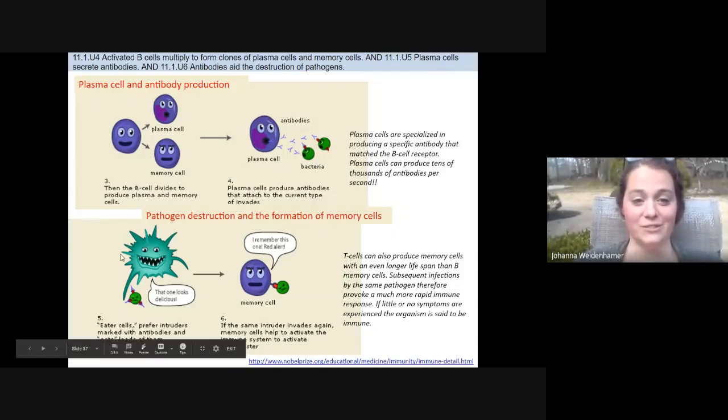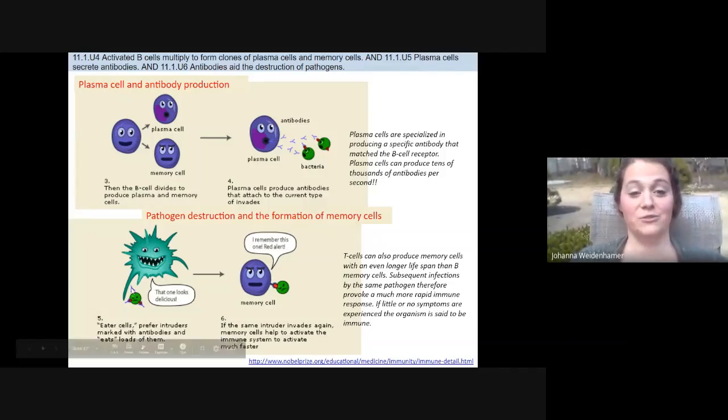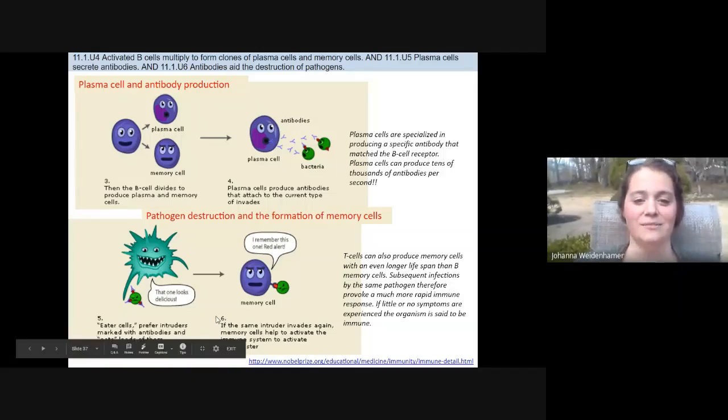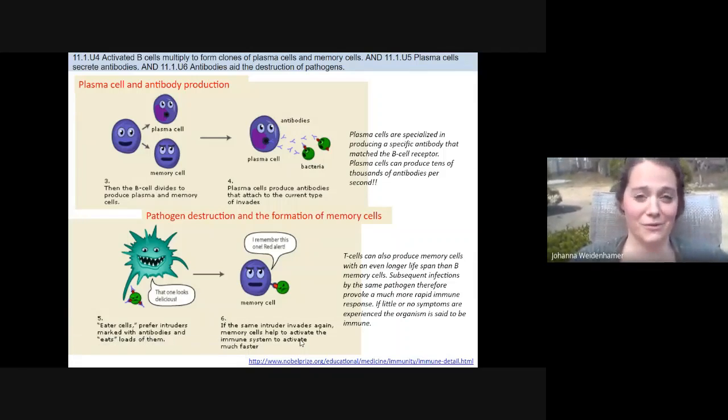So in the picture here, you can see that we have this eater cell. And now that this bacteria has been bound with the antibody based on the antigen, these eater cells are going to be like, perfect snack, and they're going to attack. And last but not least, if the same intruder invades again, memory cells help to activate the immune system to activate that immune response to make it quicker.